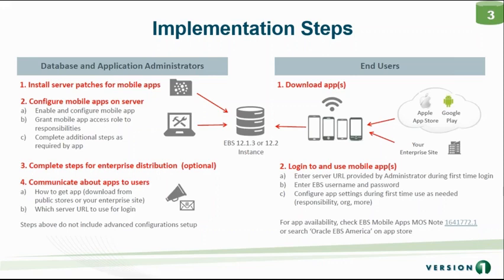Which leads us on to the end user client steps, which is simply to download the latest version of the app from either the Apple Store or Google Play, depending on whether they have an iOS or Android device, or from your enterprise site if your organization has chosen that as your preferred delivery method. The user then logs in via the app to connect to the eBusiness Suite instance, as well as configure any app-related settings where this is a first-time use.